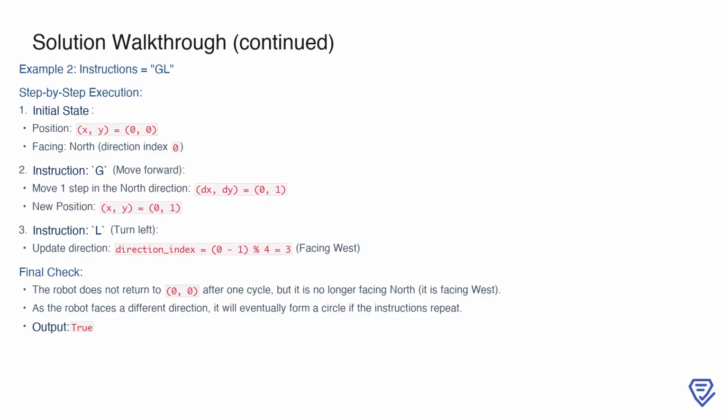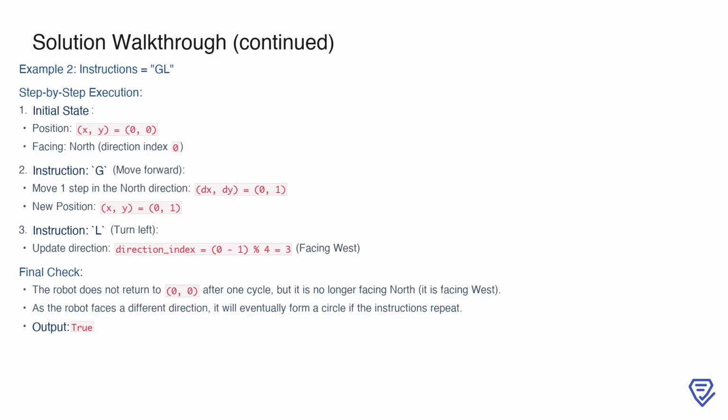As always, the robot starts at position 0, 0, and faces north. The first instruction G moves the robot one step forward in the north direction, updating the y coordinate to 1. The new position becomes 0, 1. Then, the second instruction L tells the robot to turn left. A left turn decreases the direction index by 1, and modulo 4 calculations give a new direction index of 3, meaning the robot is now facing west.